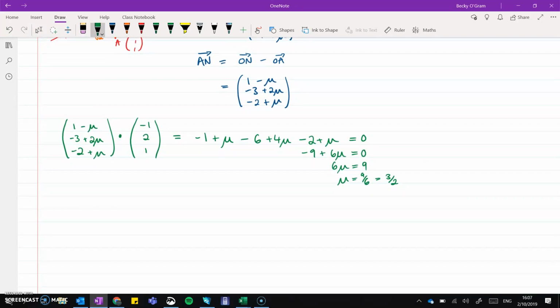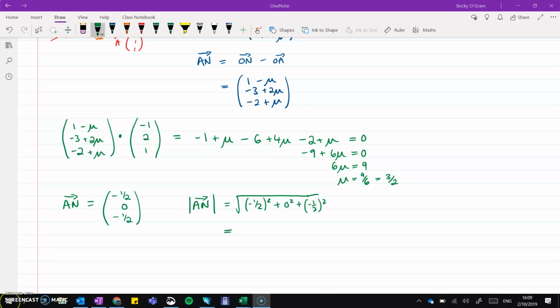So when mu is equal to 3 over 2, we can put that back into AN. Now we get AN is equal to 0 minus half, just by putting mu into this. So now we can get our final answer of what we were looking for, the length of A to N, which will be the square root of half squared, 0 squared, minus half squared. A quarter plus a quarter makes a half, so we've got the square root of a half, which of course is 1 over root 2, just as we were asked for.